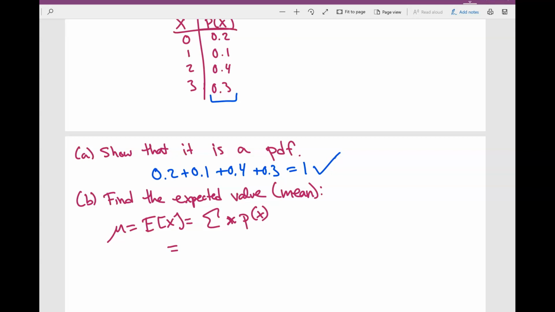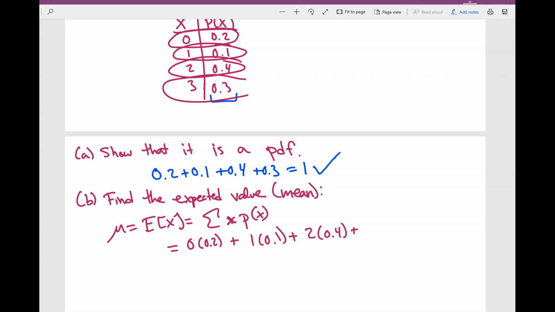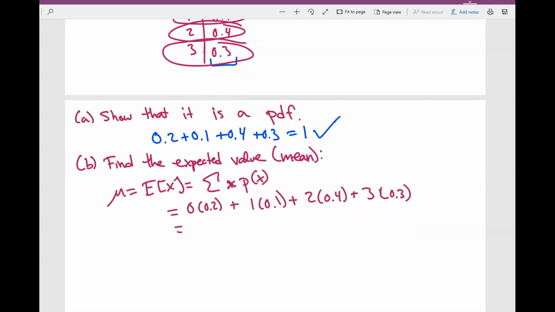The first one is going to be 0, and I'm going to multiply it by 0.2. So 0 times 0.2, plus, that's what the summation means, I'm going to add the next set: 1 times 0.1. Add the next set: 2 times 0.4. And then the next one, that's going to be 3 times 0.3. Now all I have to do is just multiply all this out. I have it in my calculator right here. You can't see it, but you can put it in your calculator as well to make sure that we all get the same answers. I ended up getting 1.8.